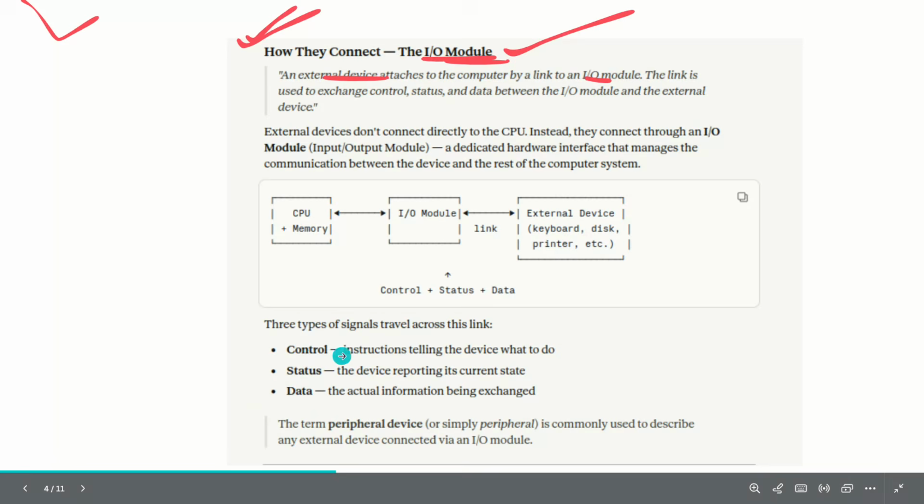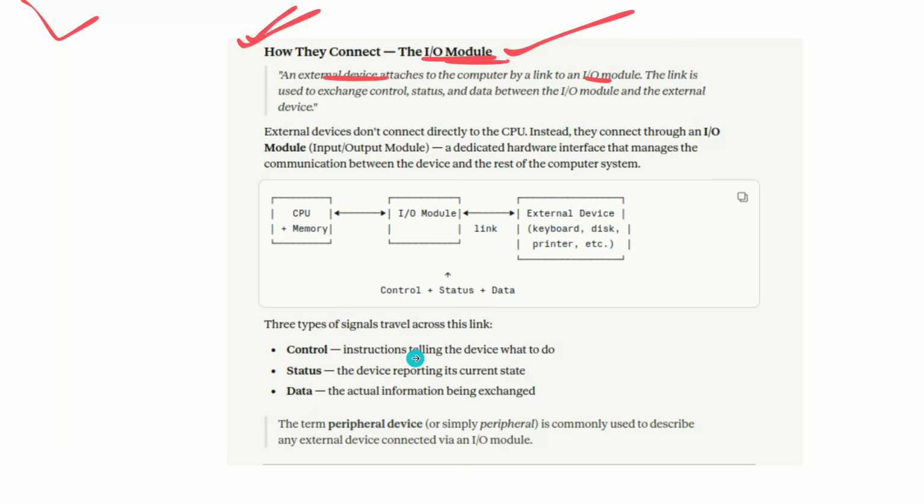The control signal is telling the device what to do. It's like controlling the device, telling it what you have to do. Status is the device reporting its current state. The current state of the CPU or the external device can be understood by the status. So control tells the device what to do, and status reports the current state. Data is the actual information that has to be exchanged between the CPU, memory and external devices. Understood? So external devices don't connect directly to the CPU.